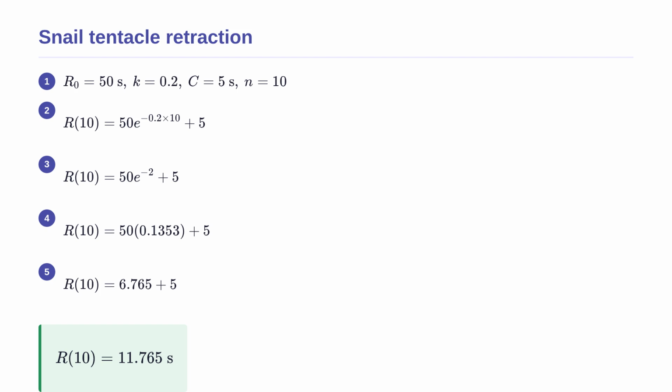We plug these values into our exponential decay model. First, we multiply the rate constant by the 10 trials, giving an exponent of -2. Evaluating e to the power of -2 gives approximately 0.1353. We multiply this fraction by the initial 50 seconds to get 6.765 seconds. Finally, we add the 5-second baseline hesitation. The final answer is 11.765 seconds. The snail has successfully habituated, saving valuable foraging time.